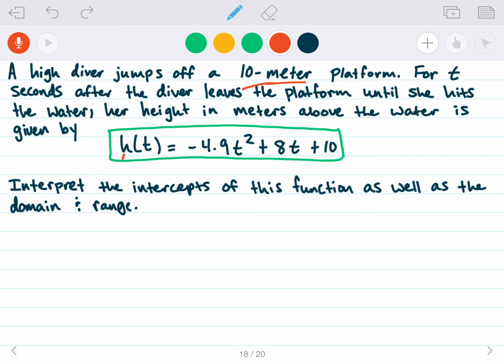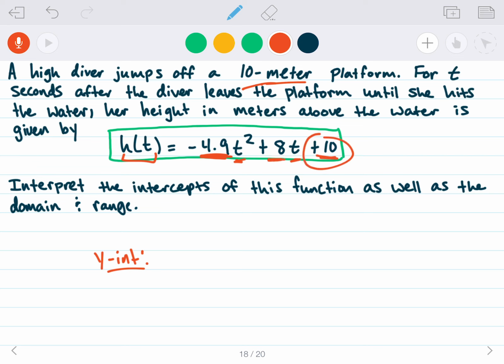Okay, so her height depends on time, right? That's why we use t typically with quadratics, because distance depends on time. All right, so interpret the intercepts of this function as well as the domain and range. So first of all, let's think about what our y-intercept is. Let's interpret this in a real-world context. Well, our y-intercept, this is in standard form. We can see a is negative 4.9, b is 8, and c is 10.